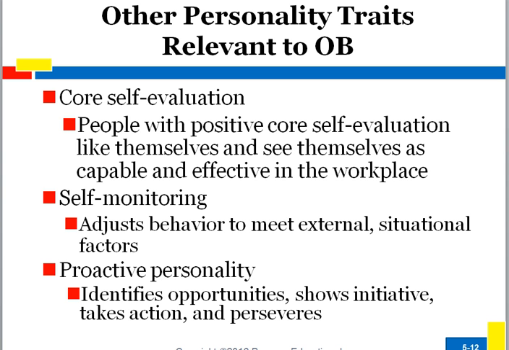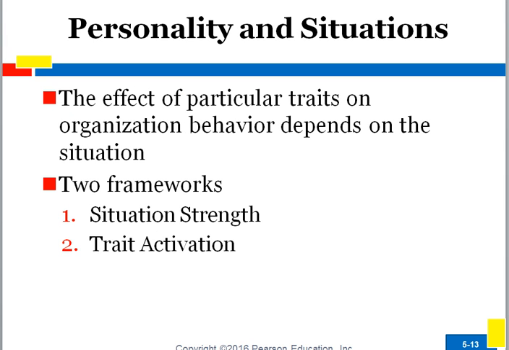Self-monitoring is a way of adjusting behavior based on external or situational factors. So this means that you basically know what your behavior is and what you can get away with and what you can't get away with in different work environments. And of course, the proactive personality is someone who's really an A-type personality who wants to just keep going. A personality that is able to see opportunities, seize the opportunities, and keep going even when the going gets rough. All right.